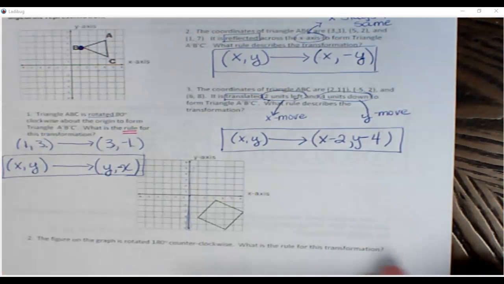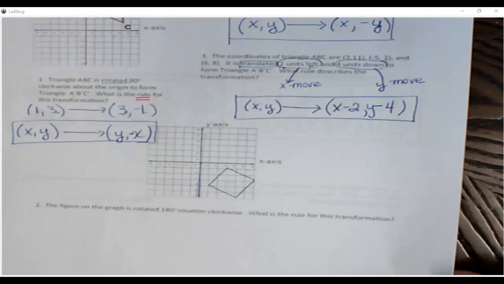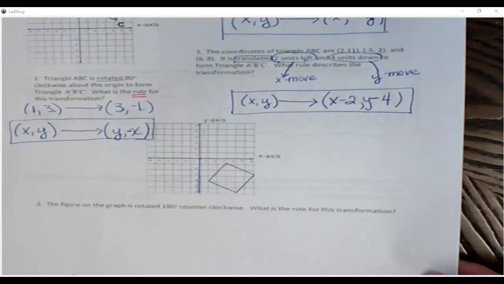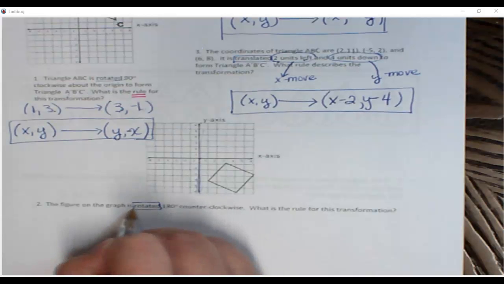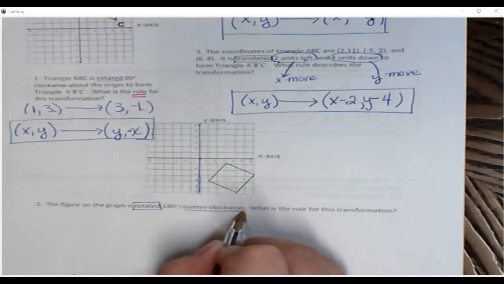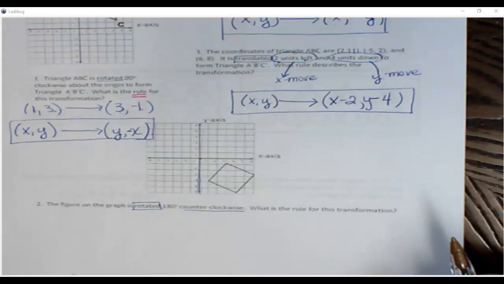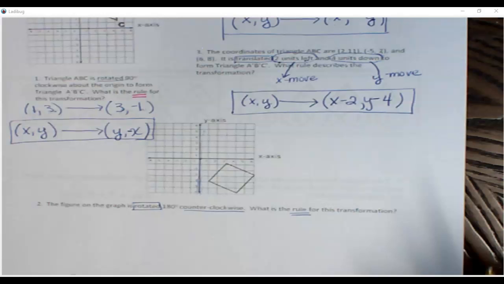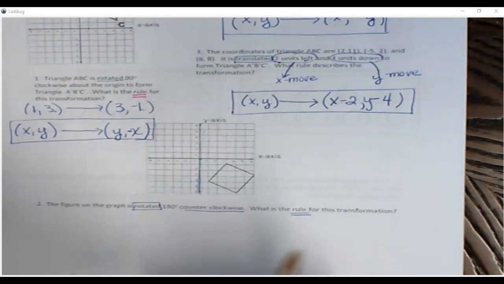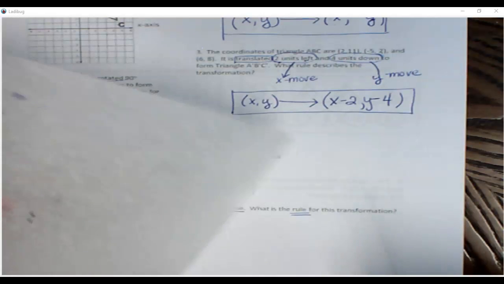All right, now let's look at the last question. The last question says the figure on the graph was rotated, so we're talking about a turn, 180 degrees counterclockwise. What is the rule? Again, I don't have the rules memorized. You may not either. So when we don't have the rules memorized, what do we do? We use our patty paper to help us.